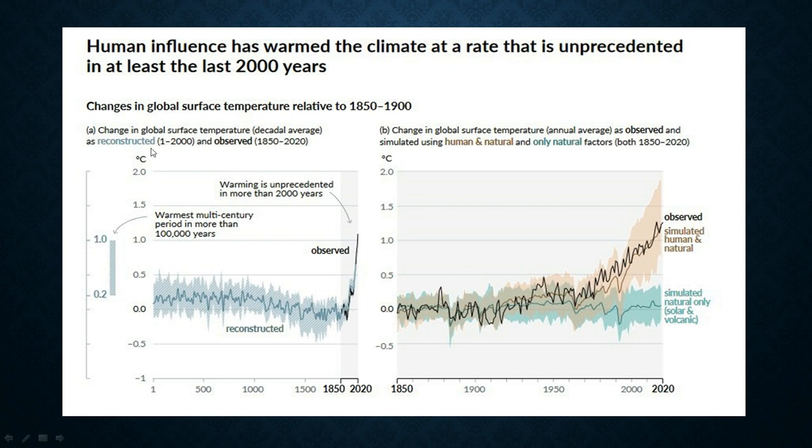So in this first one here, this left side, we see change in global surface temperature, decadal average, as reconstructed, that's using proxy data, from year 1 to 2000, and then observed from 1850 to 2020. Okay, here's the observed, so this black stuff here. And, right, big confidence intervals here because of the uncertainties, the errors. Warming is unprecedented in more than 2,000 years. Right there. Here it is.